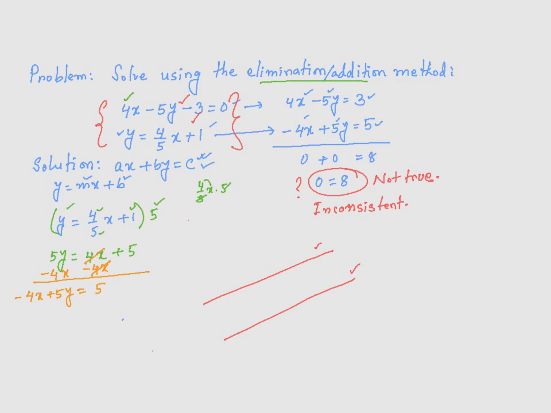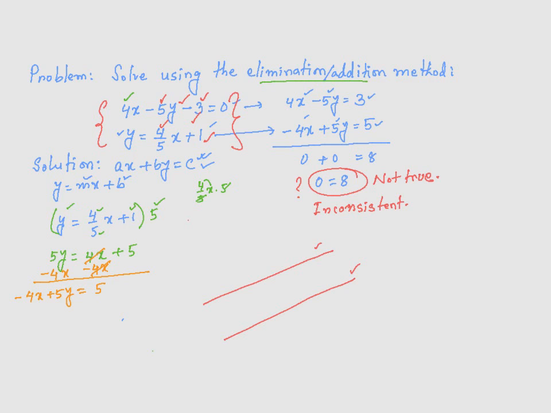You can express this one in the slope-intercept form as y is equal to mx plus b. You will see that these two lines go through different points. So when two straight lines are parallel and they don't overlap each other, they do not meet. That means they have no solution. In that case, the system is inconsistent.